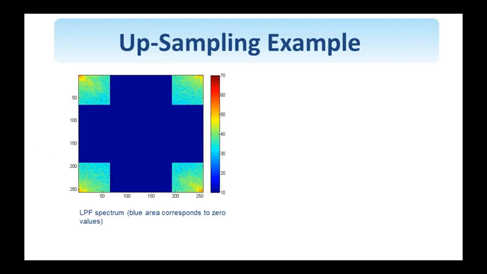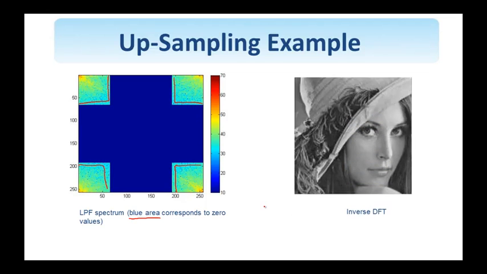The final step is to low-pass filter the spectrum so that I only keep the baseband while rejecting all other frequencies. So the blue areas here represent zero values. Now if I bring this back to the spatial domain, I see the interpolated image as shown here.